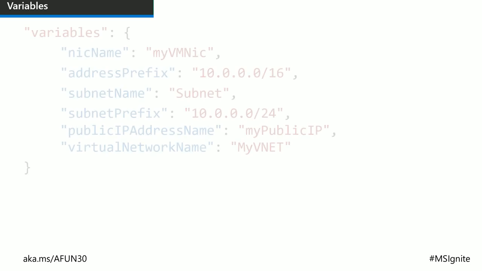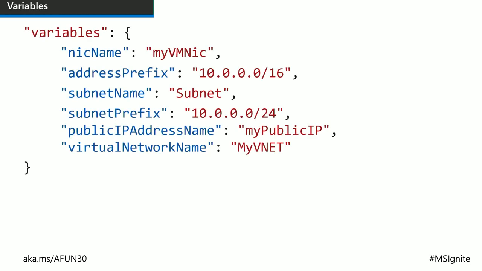The next thing that we have are variables. These are reusable variables throughout the template. I may have a network interface that's referenced multiple times by a firewall, by a virtual machine, by other resources, and so I can use that variable to reference the same consistent name throughout the template, and if I have to change it, I change it in one place instead of finding everywhere it's been hard-coded within that template.